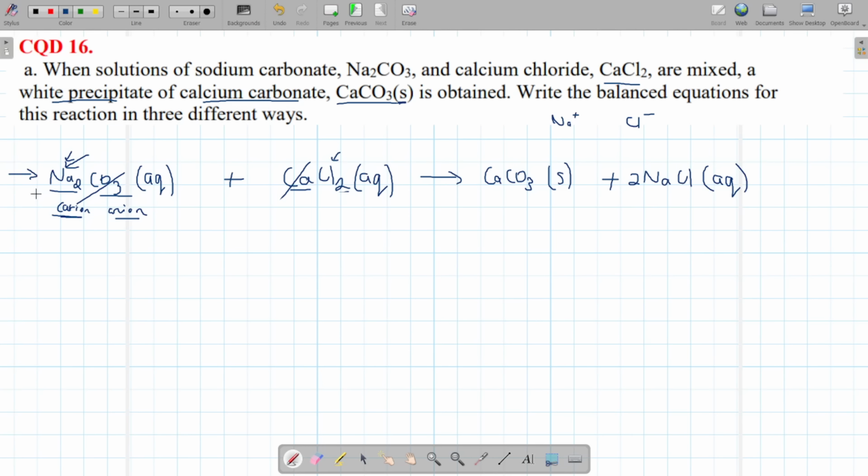But we're not done. There are three ways in which you can write the precipitation reaction, and this was only one of them. The three ways are overall non-ionic, where you're not writing down the charges. The second way we're going to do is overall ionic.